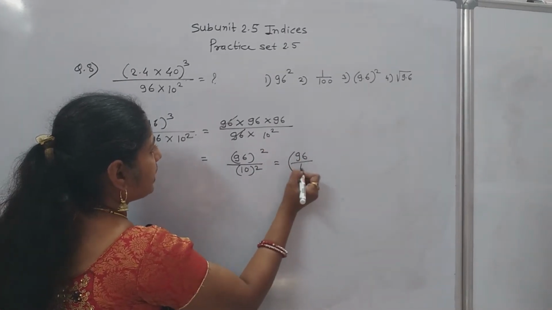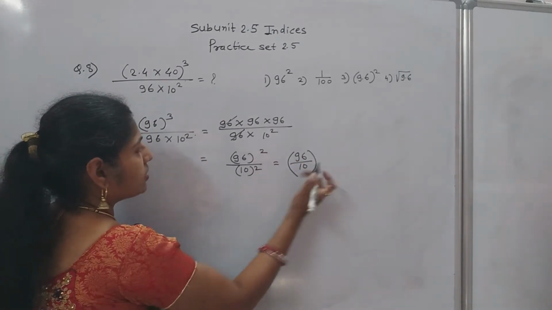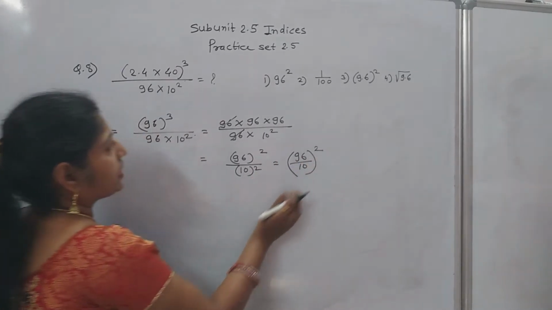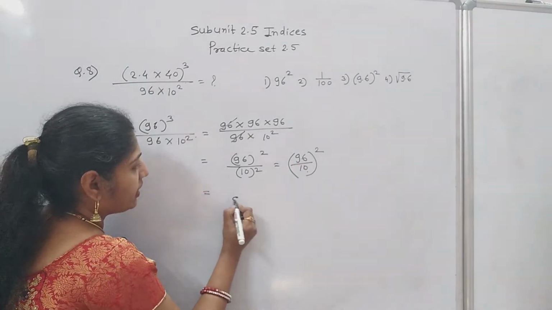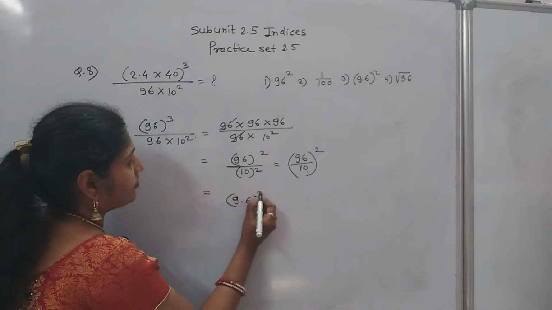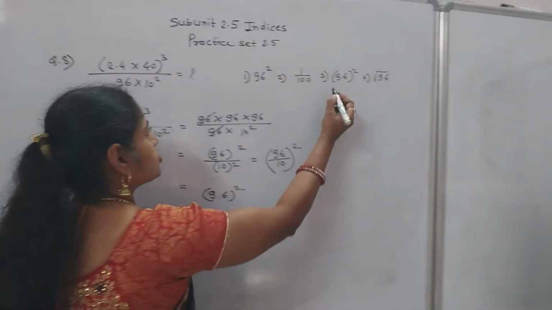96 upon 10. Index are equal, so I put the index same. 96 upon 10 raised to 2. That is 96 upon 10, 9.6. So our answer is option number 3.